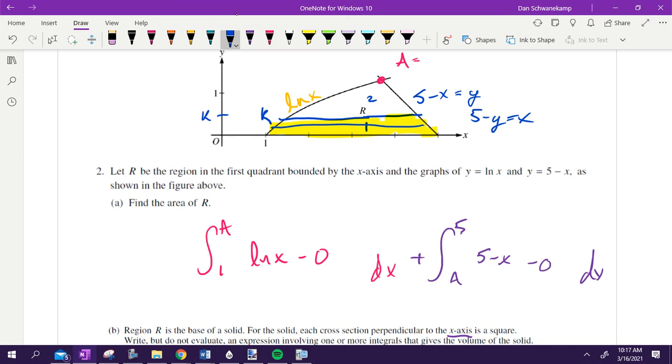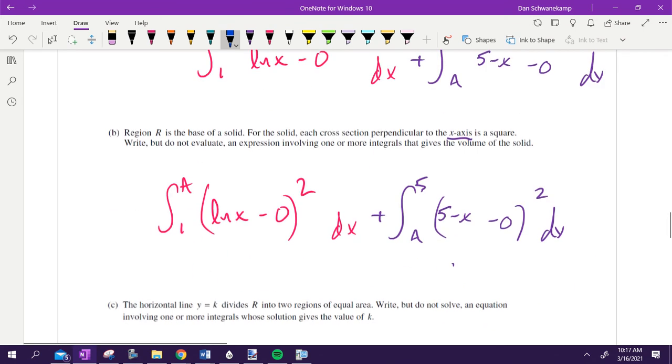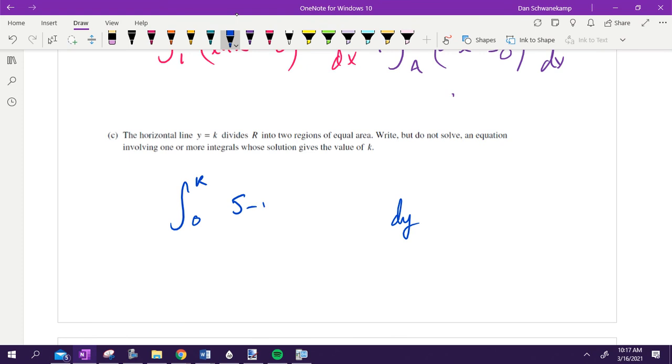This other guy's natural log of x. What am I going to do in order to get x by itself? Raise both sides to a base of e. So my equation is going to be 5 minus y minus e to the y. You got 1 point if you got your bounds correct, 0 to k dy. You got 1 point if you did this. This is the right side minus the left side.